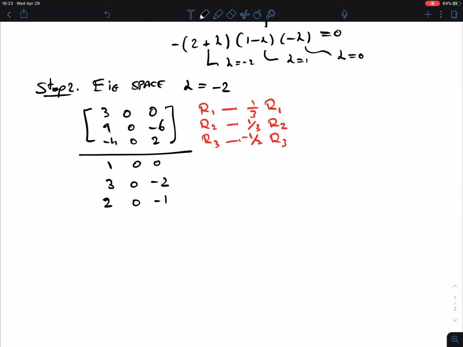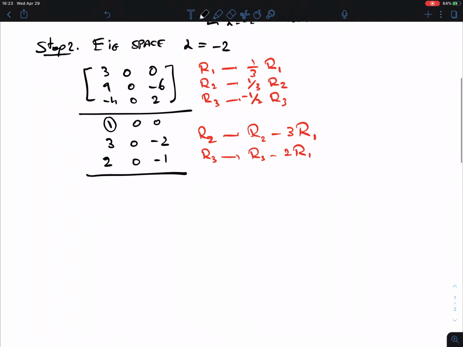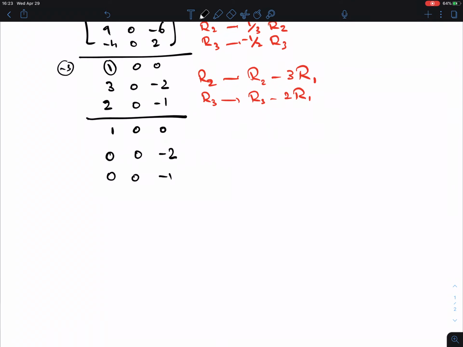Okay, so we have our pivot, and we make the other two guys 0 by subtracting the first row respectively 1 time and 2 times. No, 3 times and 2 times. Okay. So we get 1, 0, 0. So now we do it with negative 3. So we get 0, 0, negative 2. And then we do it with negative 2. We get 0, 0, negative 1.